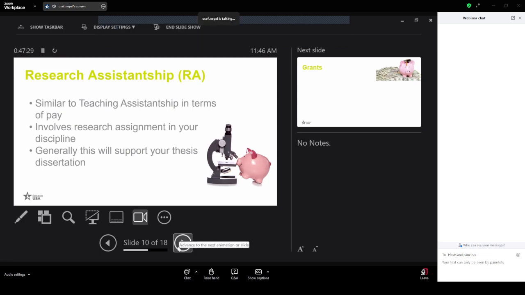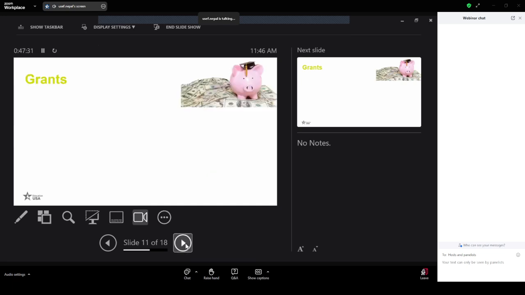Okay, so the next one, which is the grant. Okay, so the fellowship and the assistantship is something that you get in the beginning of the academic year.